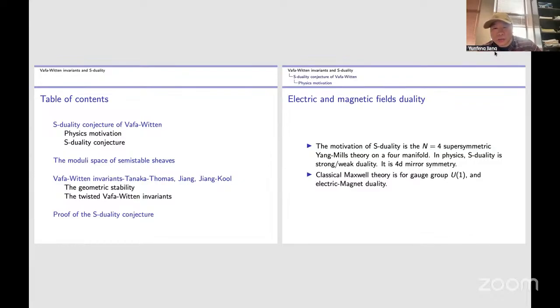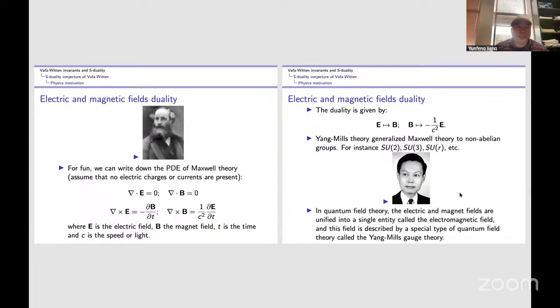And where does this come from? This is from the classical Maxwell theory, whose gauge group is C star, U1, and the electromagnetic duality. This is the electromagnetic field duality, the Maxwell equations, PDE, which I'm not very familiar with, but anyway, this is the duality. Here there are some physics terms: E is the electric field, B is the magnetic field, t is the time, and c is the speed of light.